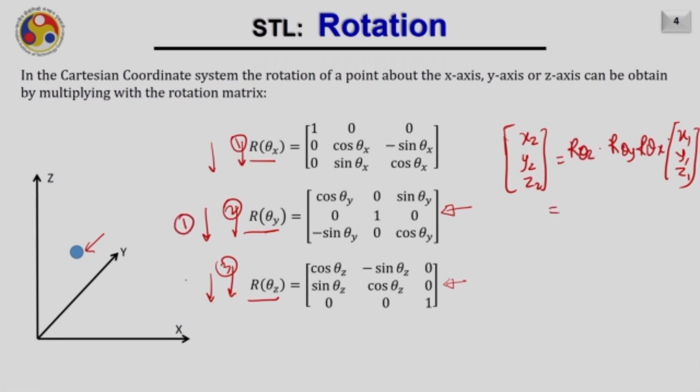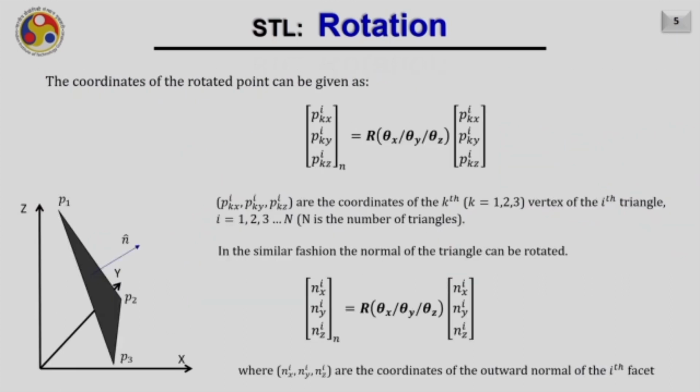So for example, this is first, this is second, this is third, then R(theta x) dot R(theta z), R(theta y) and x1, y1, z1. So this is how you can rotate any point in the Cartesian coordinate system. And we know that the triangles of the STL file consist of nothing but 3 points only. So let us extend the same analogy here.